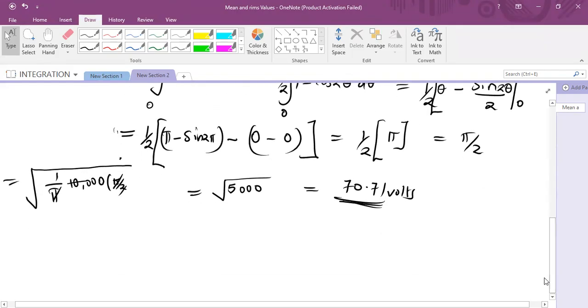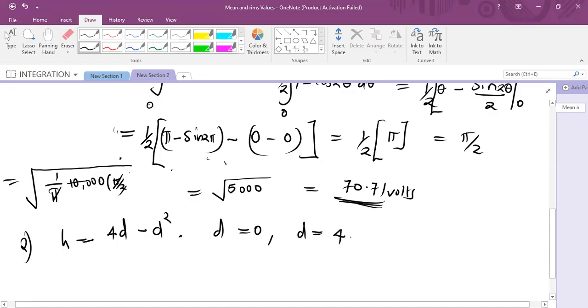Let's just take up another example. So example number 2. We're being told the vertical height of a missile is given by h is equal to 4d minus d squared. Determine the mean height of the missile from d is equal to 0 to d is equal to 4 kilometers. So let me go over it again. The vertical height h of a missile is given by h is equal to 4d minus d squared. Determine the mean height. So we want to get the mean height.